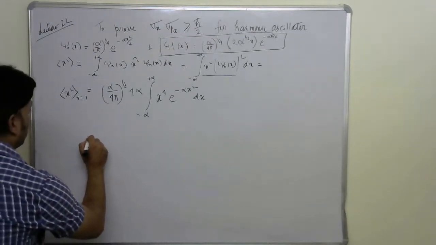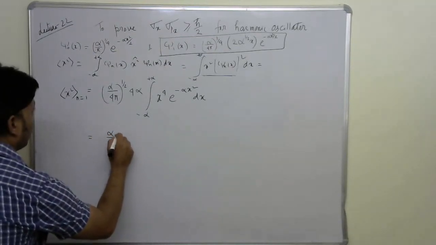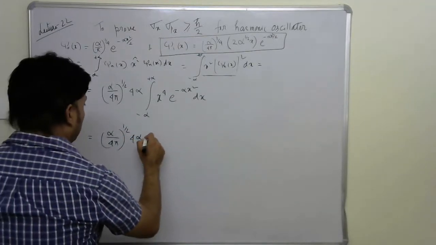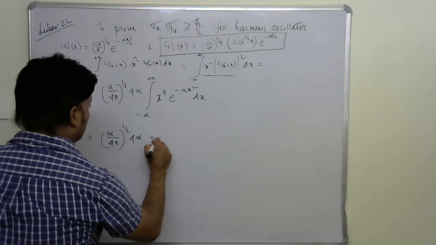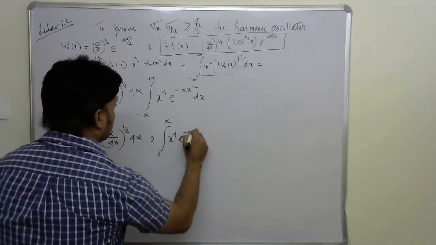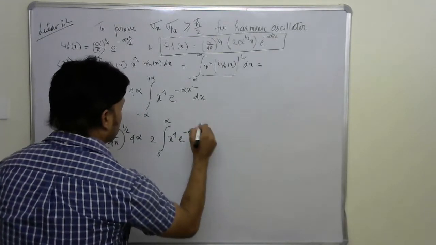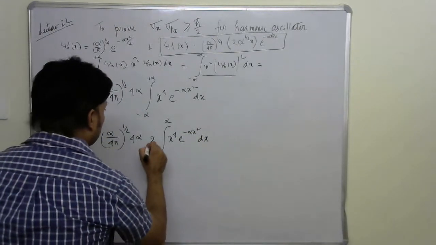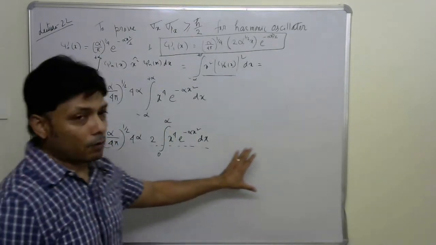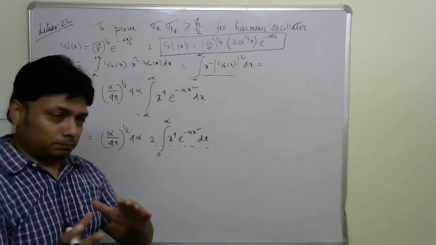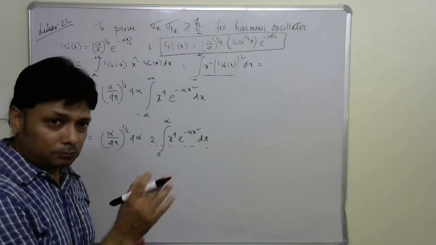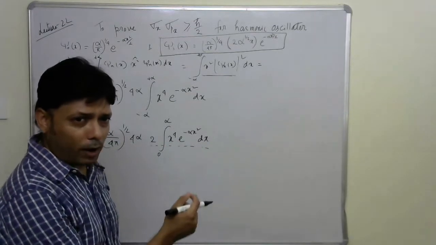So now we can further write it as alpha divided by 4 pi to the power half, 4 alpha multiplied by 2, integral 0 to infinity x to the power 4 e to the power minus alpha x square dx. All right, so now this part actually comes from our standard integral, so we have to follow the exact same standard integral that we have just worked out a while ago.